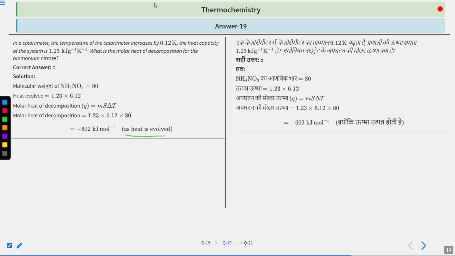So basically in this question, it is given that per Kelvin and per gram, this much kilojoule of heat is required. So you have to find that for this much Kelvin rise and for 1 mole, that is 80 grams, how much will be required. So you multiply by 80 grams, and for 6.12 Kelvin we do the same thing. And that will give you the answer. So very easy thing, just follow the simple unitary method. Now moving on further.